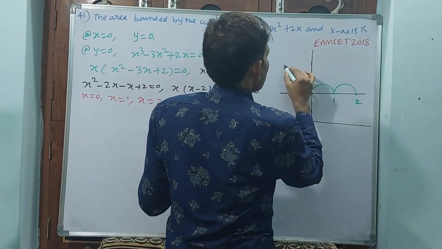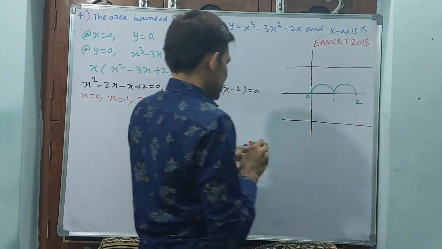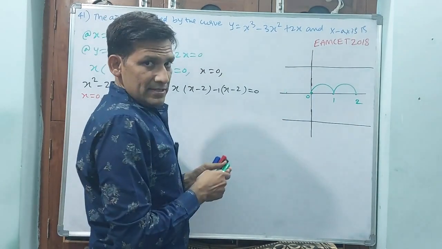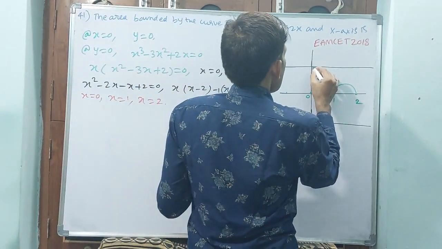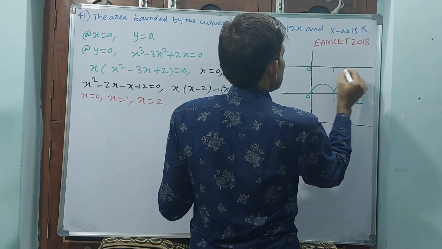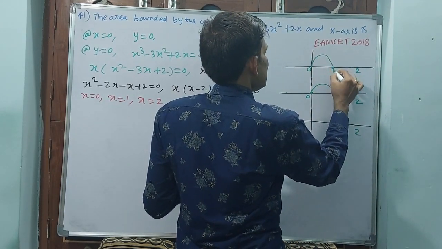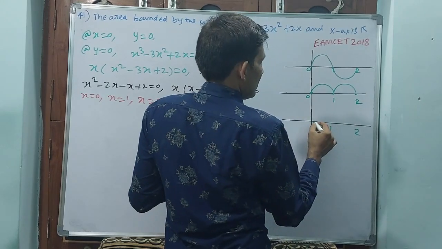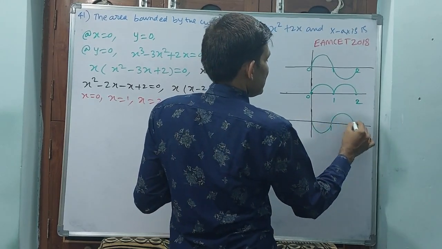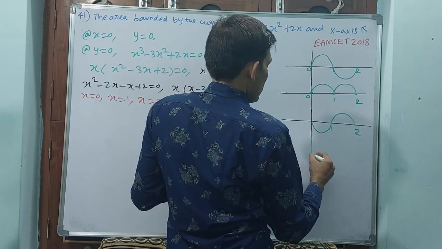Different graphs I am drawing. First you get some knowledge. This curve may be like this, or else this curve may be like this also, with points 1 and 2. This curve may also be like this.